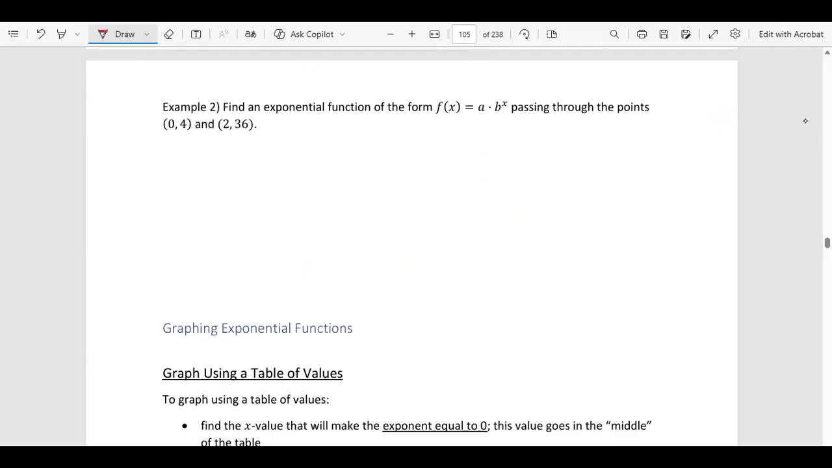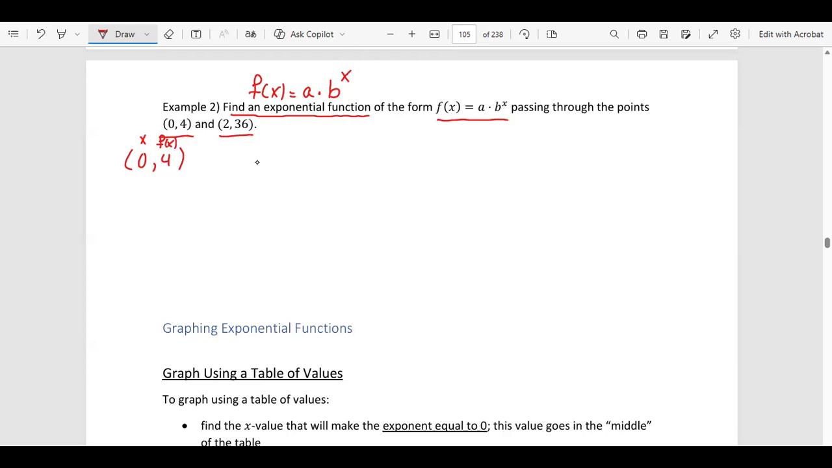The next example is asking us to find an exponential function. Every time they ask us to find the exponential function, we remember the general form, even if it's not given to us. But in this example, it says find an exponential function of this form, because that's the general form of every exponential function, that is passing through these 2 points. Every time a function is passing through a point, that means I am allowed to replace those numbers for x and y of the function. When it says the function is passing through 0 and 4, that means I can replace the x by 0 and y by 4.